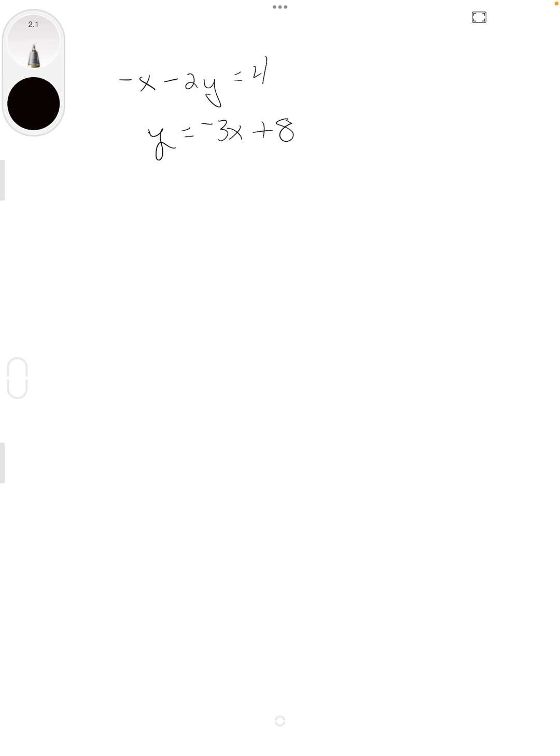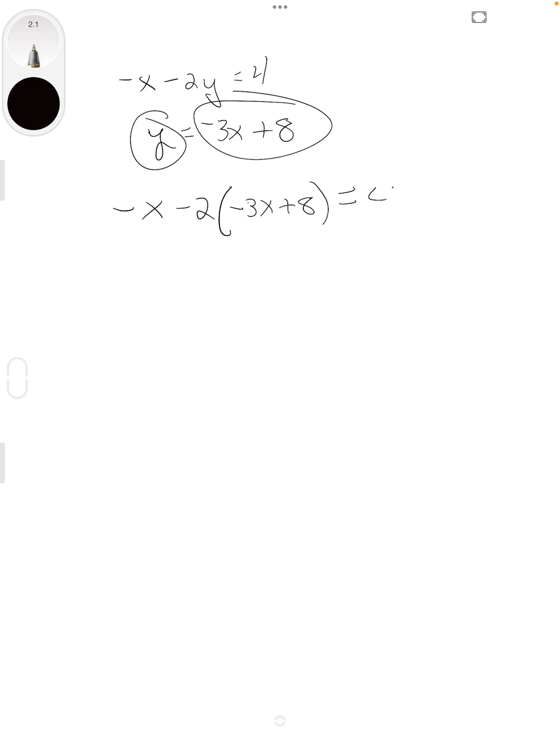Okay, I can use substitution. I have a choice. I can use this or this to do it. What I normally do is I look at what's easy. Well, this one already has y equals that thing, so I'm just going to use it. Negative x minus 2, and instead of y, I'm going to put negative 3x plus 8. So negative x minus 2y equals 4.